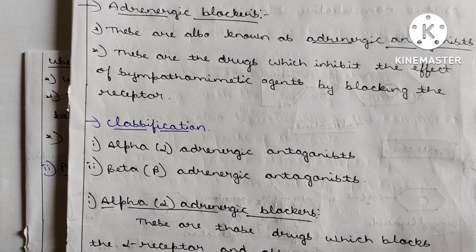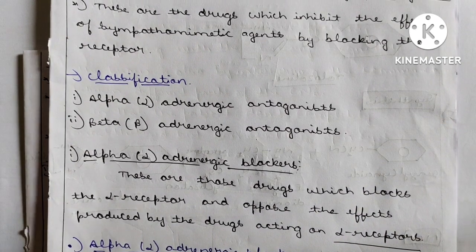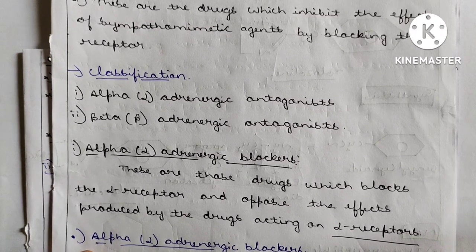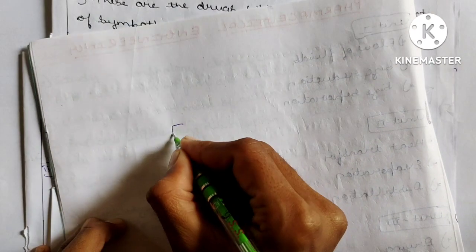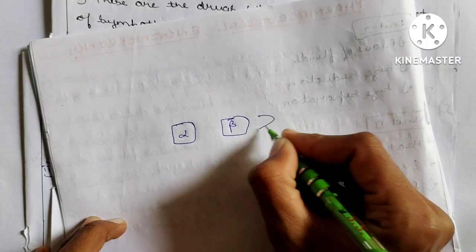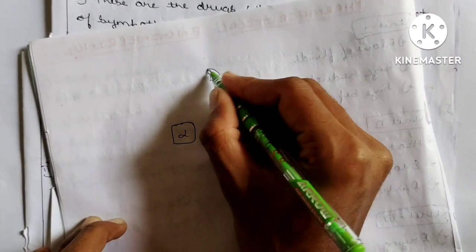Alpha adrenergic antagonist, beta adrenergic antagonist. Alpha blockers are those drugs which block the alpha receptors and oppose the effects produced by the drugs acting on alpha receptors. See, I will explain this one. For example, this is the alpha receptor and this one is the beta receptor. Both are receptors. Now this is the drug.